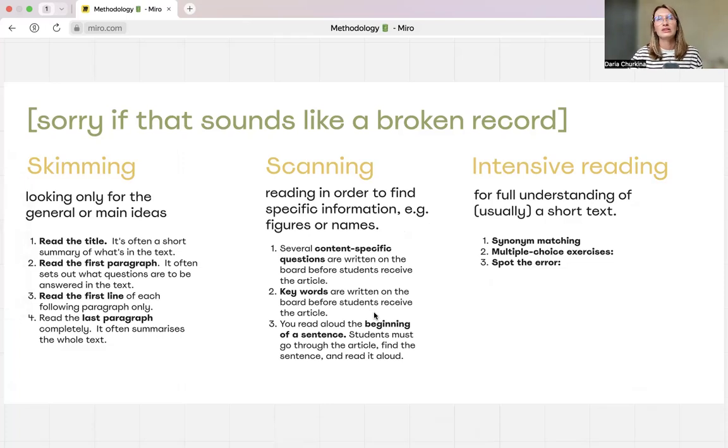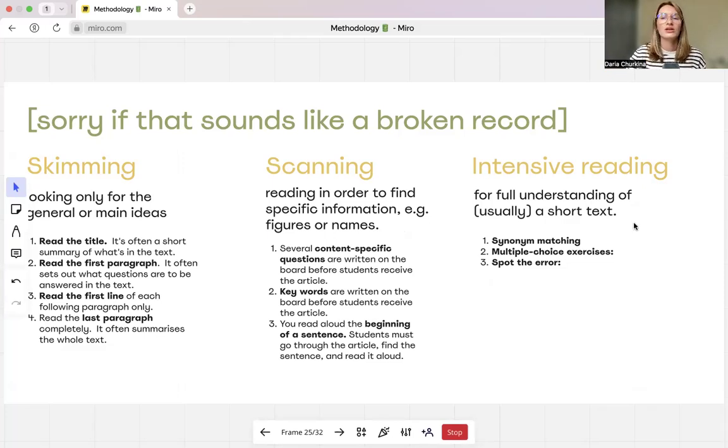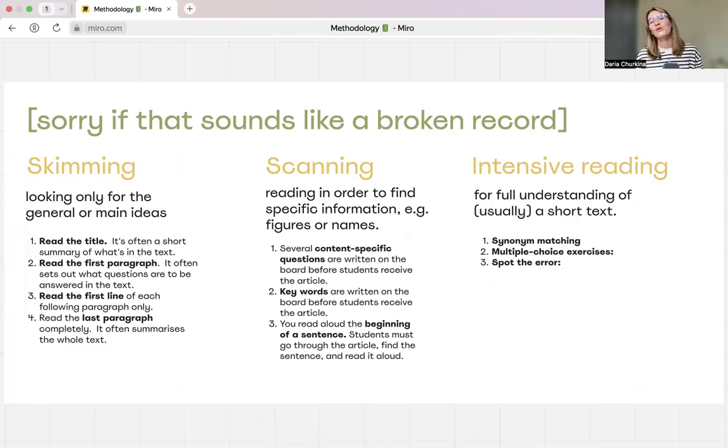We may attract our students' attention to the keywords, or maybe read aloud the beginning of a sentence and ask our students to finish it, or to find this sentence in the text, suitable for lower level students. And intensive reading, yes, for full understanding of usually a short text. This is where our imagination may go wild. We may create some synonym matching exercise, as I told you before, right? We may have these multiple choice exercises, true, false, spot the error, all the buzz.